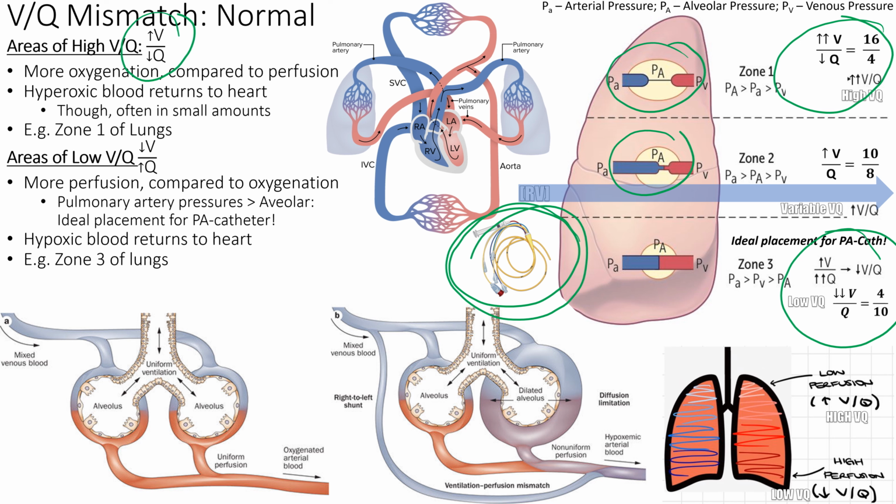Areas of high VQ, right? That's going to be where? At the top of the lungs or the base of the lungs? Yeah, top of the lungs. They get a lot of ventilation compared to blood, right? And yeah, hyperoxic blood, so there's a lot of oxygen returning to the heart compared to low down here, but it all kind of evens out to an average oxygen concentration in the lungs and in the bloodstream, right?